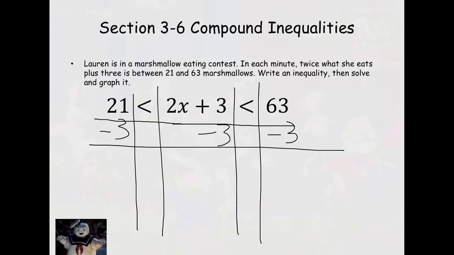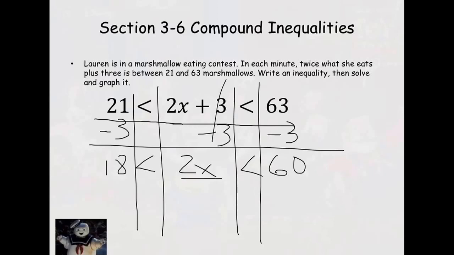So if I subtract 3 from 21, I get 18. Subtract 3 from here is a wash. And we get 2x. And just bringing down the signs. And 63 minus 3 is 60. x is not by itself, so we're not yet done.